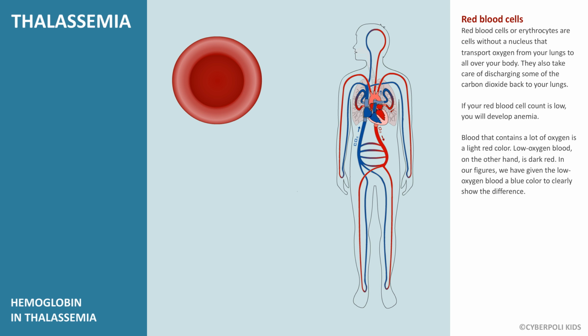Blood that contains a lot of oxygen is a light red color. Low oxygen blood, on the other hand, is dark red. In our figures, we have given the low oxygen blood a blue color to clearly show the difference.